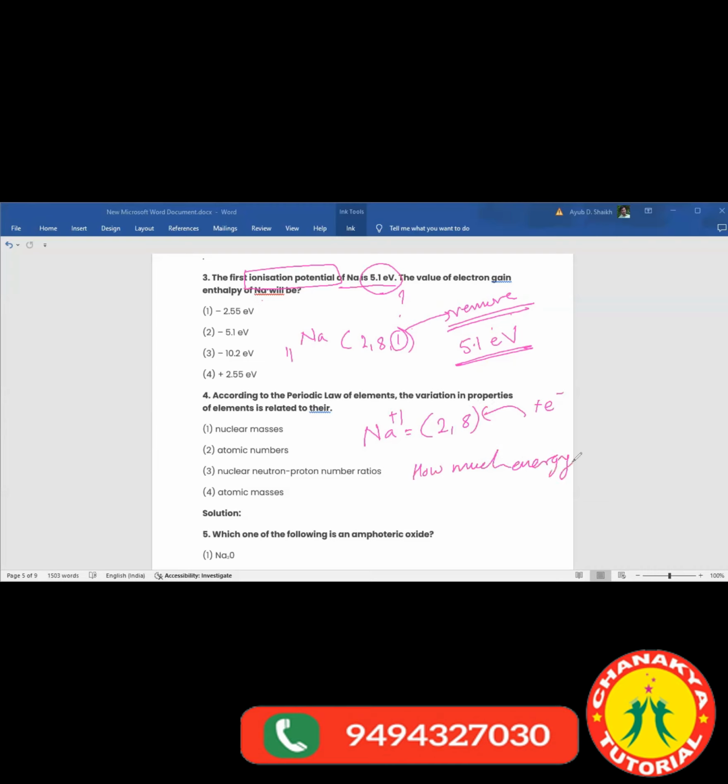And that energy is called what? Electron gain enthalpy of sodium, and it is denoted with delta H. It is always equal to the ionization potential of sodium, but with opposite sign. So that will be minus 5.1 electron volt. Is it given in your options?